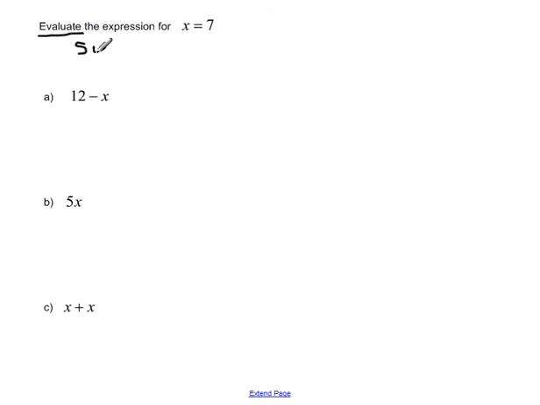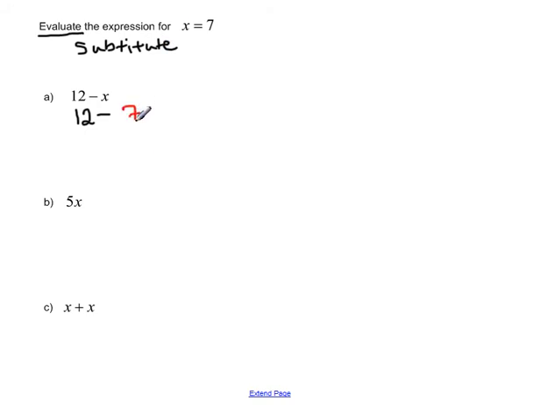We're going to substitute, will be the first thing. We're going to put in the value for the variable that we've been given. So the first step, the substitute step, is going to look like this. We're going to write down the constant, the 12. We're going to write down the operation sign, minus. And now instead of writing in the x, we're going to write in the 7.